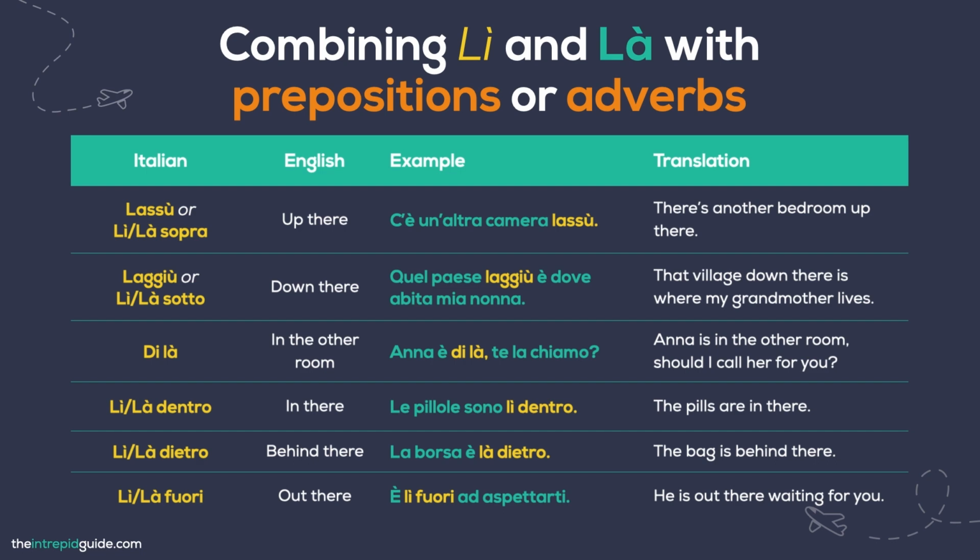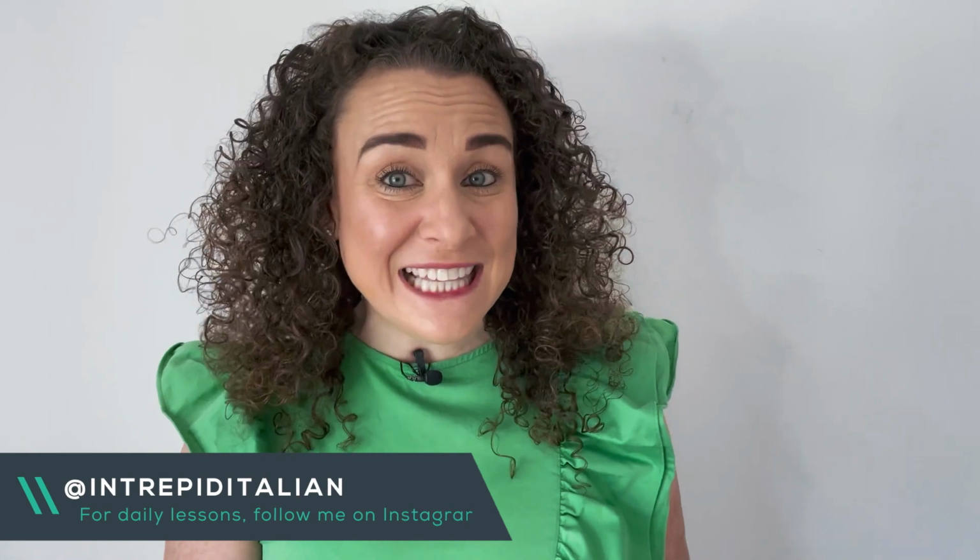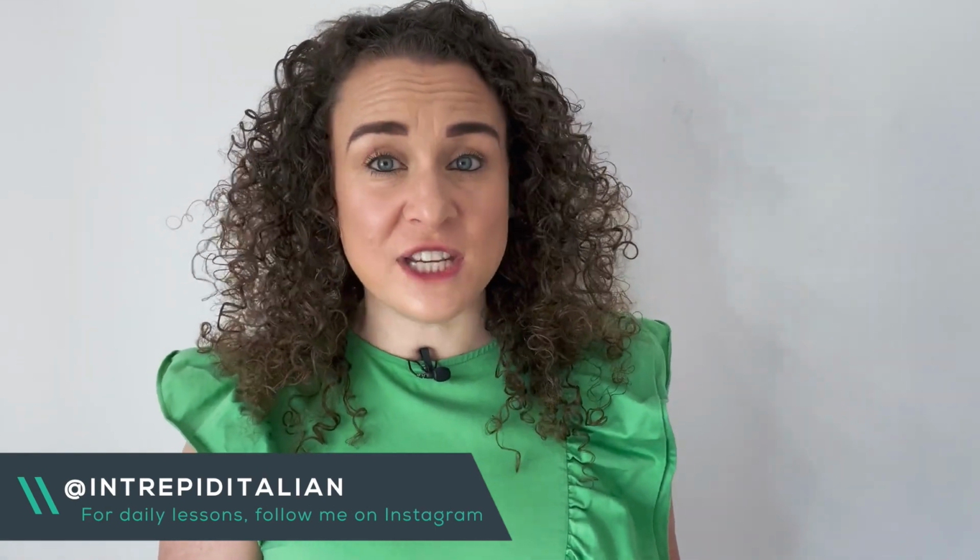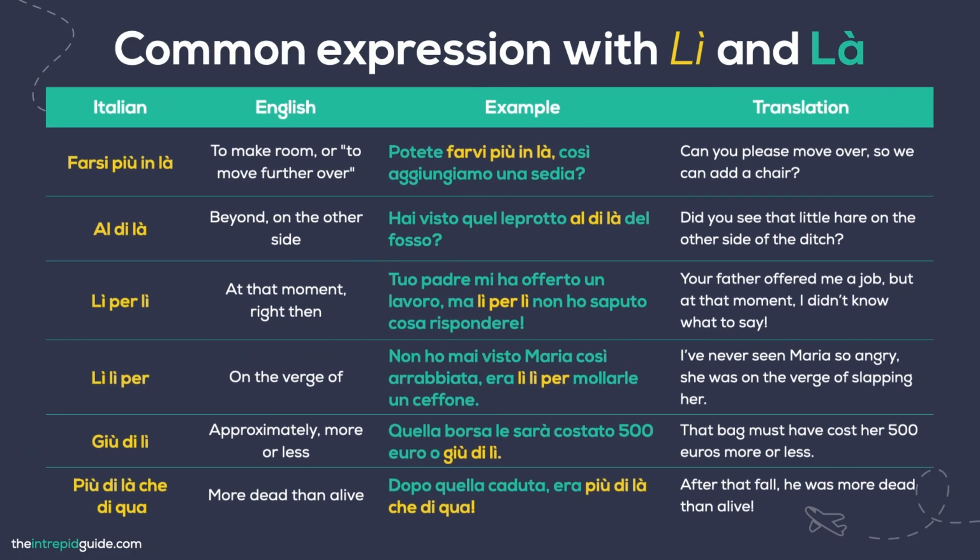Lì, là fuori, out there. È lì fuori ad aspettarti. He is out there waiting for you. Now, many Italian expressions using li and la are commonly featured in everyday conversations. Let's take a look at a few, starting with farsi più in là, to make room, or literally to move further over.